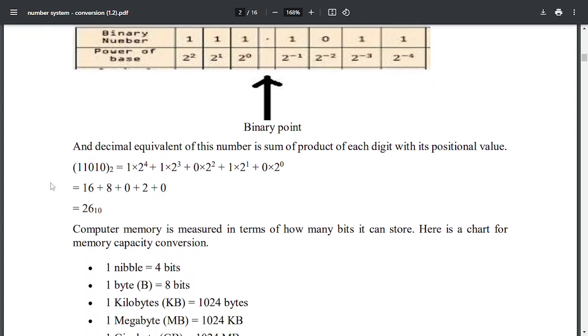Now, if a binary number is represented as 11010 to the base 2, we can get the number in decimal by multiplying each bit with its respective positional value. You can see here the first bit, that is 0, is multiplied with 2 power 0, next 2 power 1, next 2 power 2, next 2 power 3, and next 2 power 4, with the given values of the number. We get 26 as the decimal number.